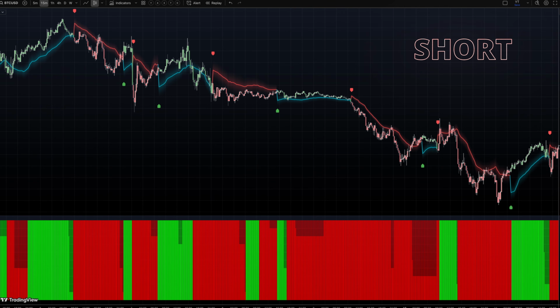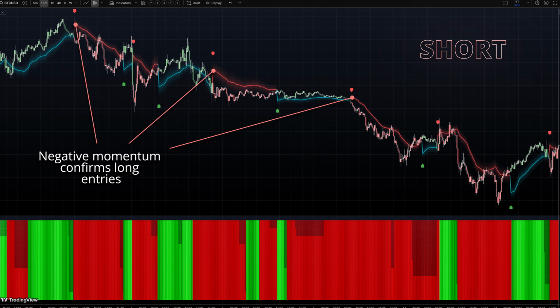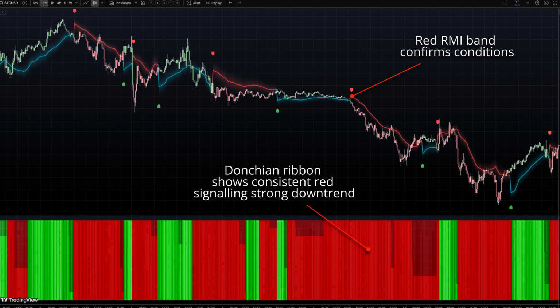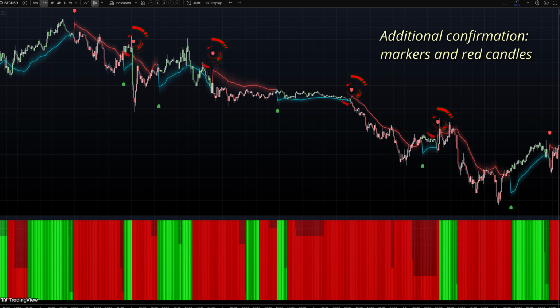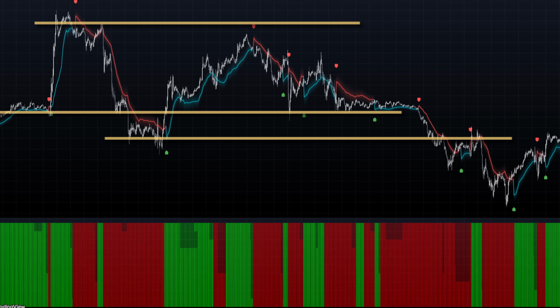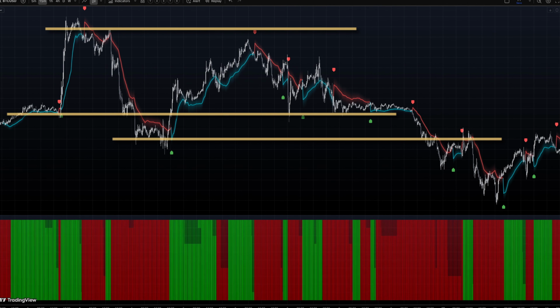When looking for short entries, wait for the RMI Trend Sniper to signal negative momentum as the average drops below the lower threshold. Red coloration in the RMI price band should appear alongside the Donchian Trend Ribbon, showing solid red across timeframes, confirming a strong downtrend. Small markers at the top of the RMI chart signal bearish conditions, while red candle coloration reinforces the bearish signal. Maximum effectiveness comes from entering shorts when price breaks below support with dual indicator confirmation during retest.